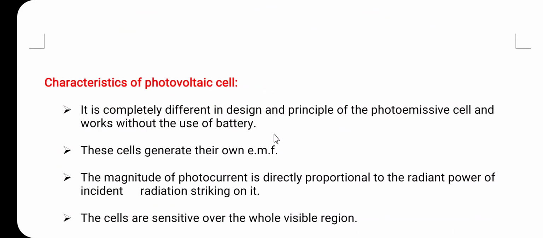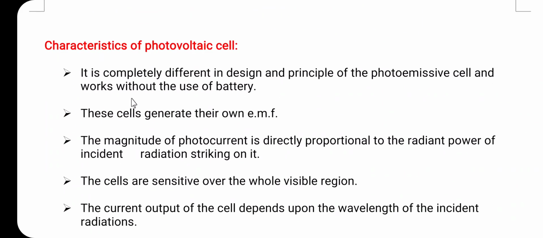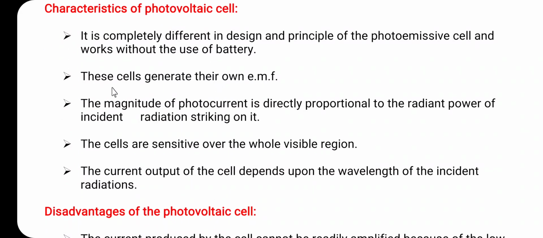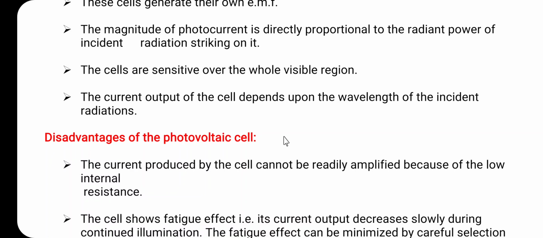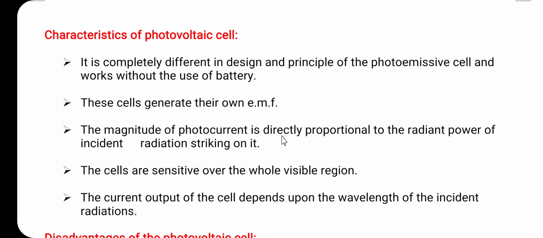Then the characteristics of the photovoltaic cell. So, here there are various characteristics. Let us consider one by one. Number one, it is completely different in design and principle from the photoemissive cell and works without the use of a battery. Already we have discussed this. These cells generate their own EMF. That is also important. The magnitude of the photocurrent is directly proportional to the radiant power of the incident radiation striking on it. The cells are sensitive over the whole visible region, that is 400 to 800 nanometer. The current output of the cell depends upon the wavelength of the incident radiation. So, these are the characteristics of the photovoltaic cell.